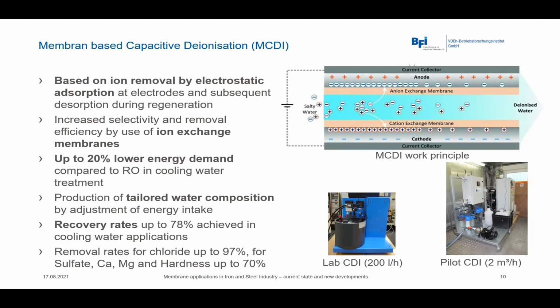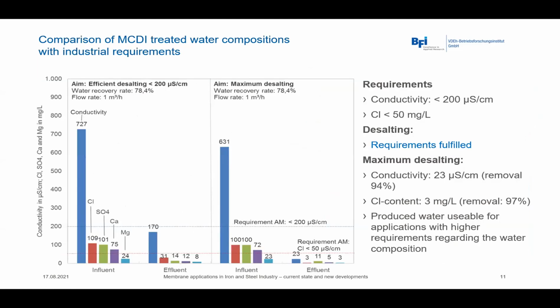So what we achieved were recovery rates of up to 78% regarding the water. We were able to remove chlorides up to 97% and sulfate hardness up to 70%. To give you an idea about the size of this application, here on the right-hand side we have the pilot plant for 2 cubic meters per hour and the lab size next to it.